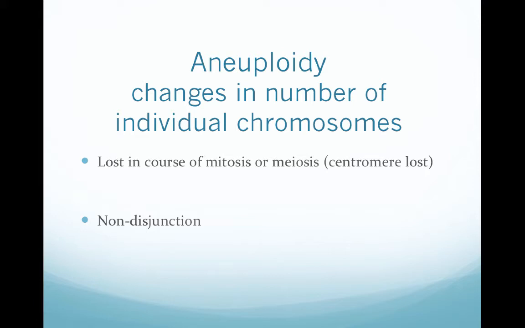Usually this results in either a reduction in total chromosomes or an addition in total chromosomes. It can happen in either mitosis or meiosis, and usually in meiosis is where we see the centromere actually being lost. Another condition that results in aneuploidy is the concept of non-disjunction.